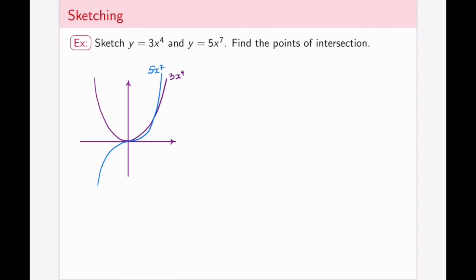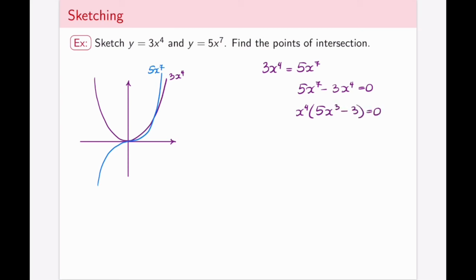Now let's do this algebraically. Points of intersection are where two functions are actually equal. So I'm going to have 3x to the 4th is equal to 5x to the 7th. I'm going to move everything to the right-hand side here, and then I'm going to be very careful about solving this. Do not divide, factor. I can see that I can factor out x to the 4th, and what I'm going to have left is 5x cubed minus 3.